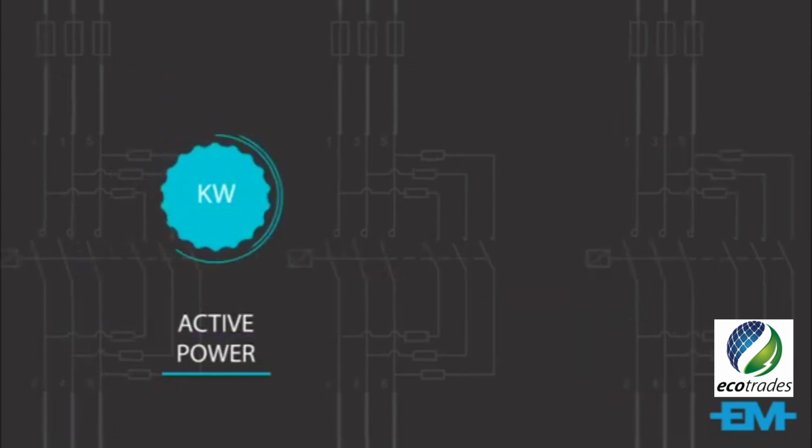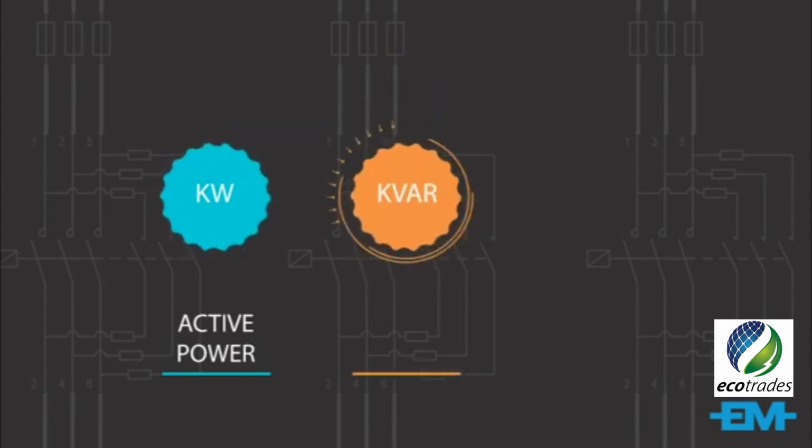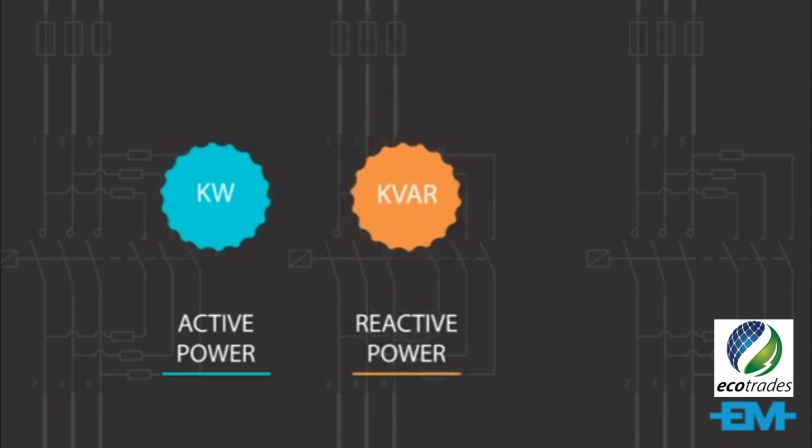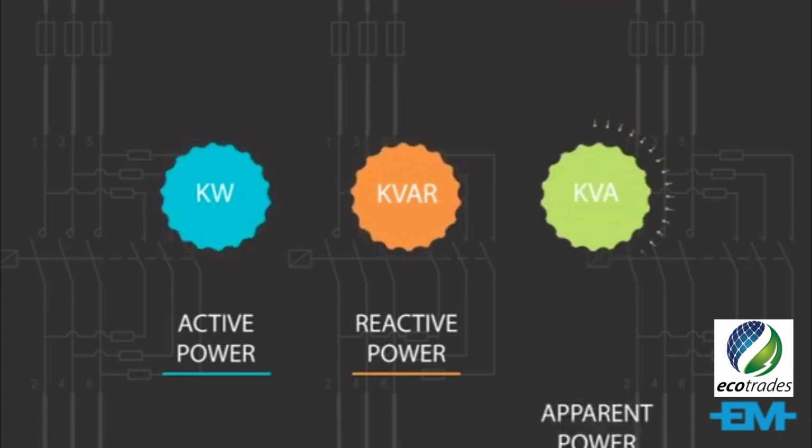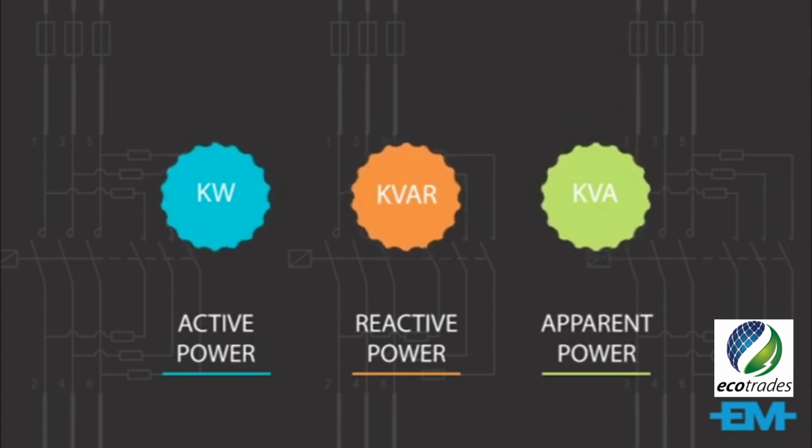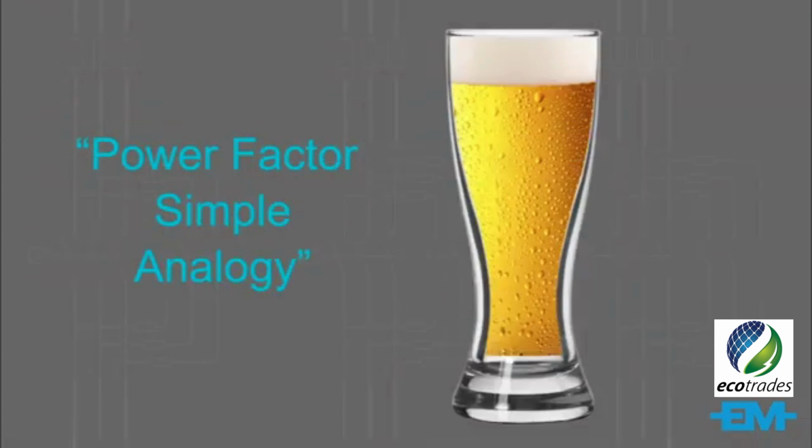kW is the power that actually powers the equipment and performs useful work. We'll call it active power. kVAR is reactive power. It is the power that magnetic equipment such as transformers, motors and relays need to produce the magnetizing flux. This is non-useful power. kVA is apparent power, the total power consumed, kVAR plus kW.